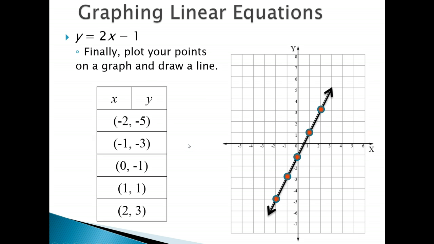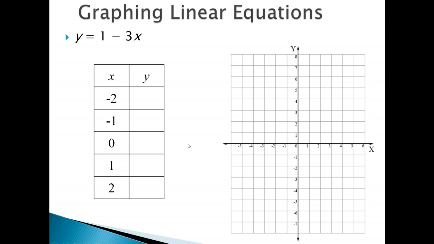All right, so let's move on. Now you try. What I want you to do is generate an input-output table, and then go ahead and plot these points on that graph. Go. Hopefully when you did this, you got 7, 4, 1, -2, -5. If you didn't get these, bring them to class.